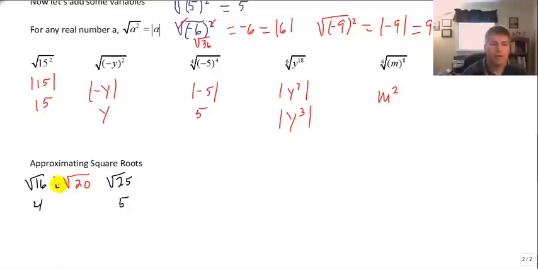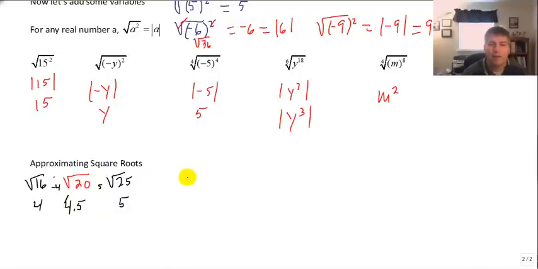Well, the square root of 16 is 4 away from the square root of 20, and it's 5 away from the square root of 25, so the square root of 20 is probably just a shade under, well, 4.5. So we might say that the square root of 20 is about 4.5.